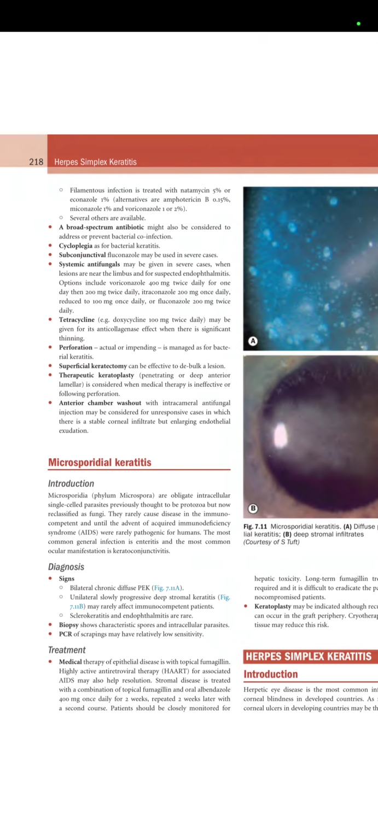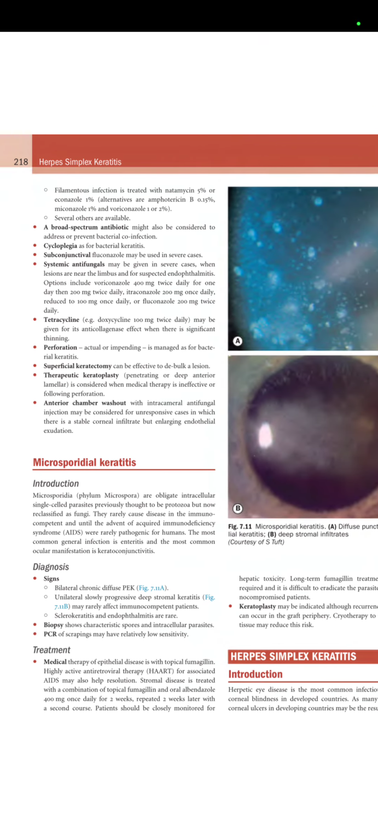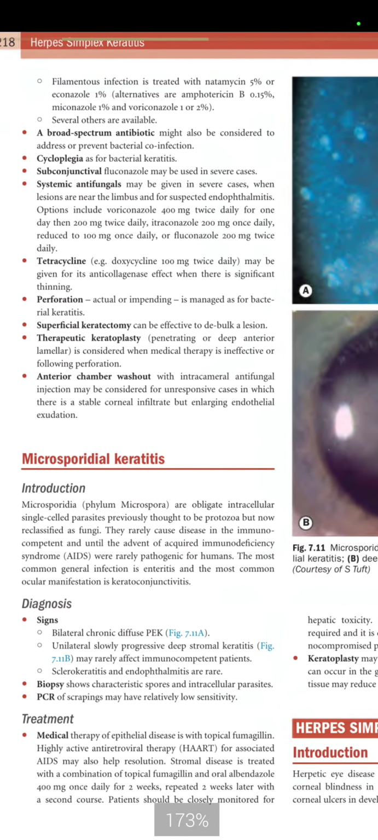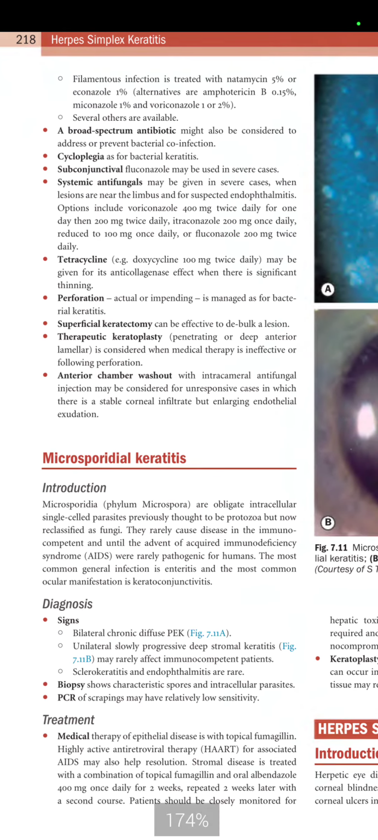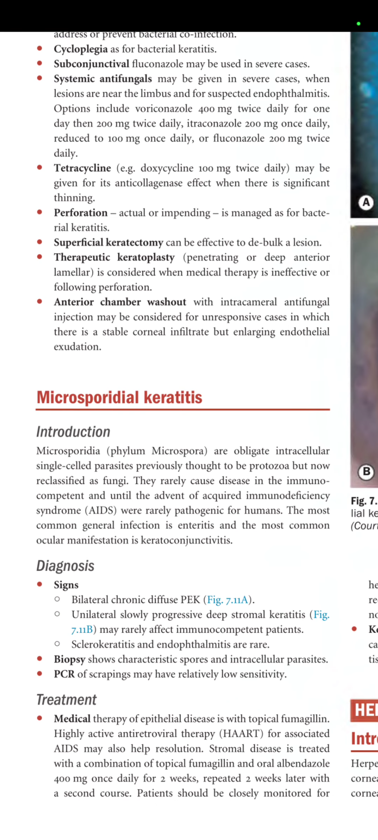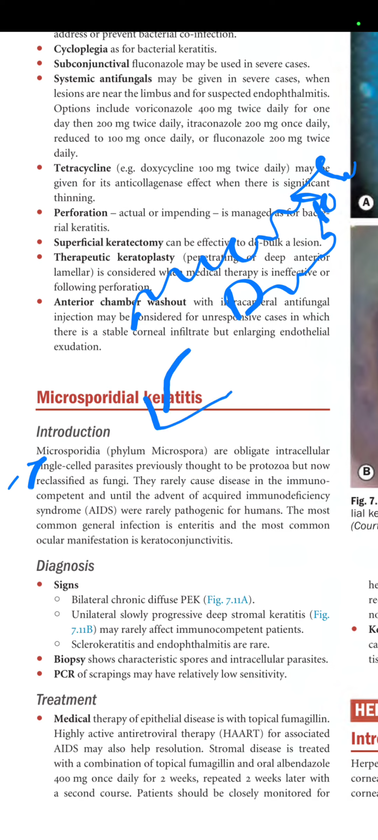We are going to start microsporidial keratitis. We are going to finish this in this lecture as well. Microsporidia, phylum Microspora, are obligate intracellular single-celled parasites previously thought to be protozoa, now reclassified as fungi. Basically, Microsporidia was first thought to be a protozoa, but now it is classified as fungi. Its phylum is Microspora.